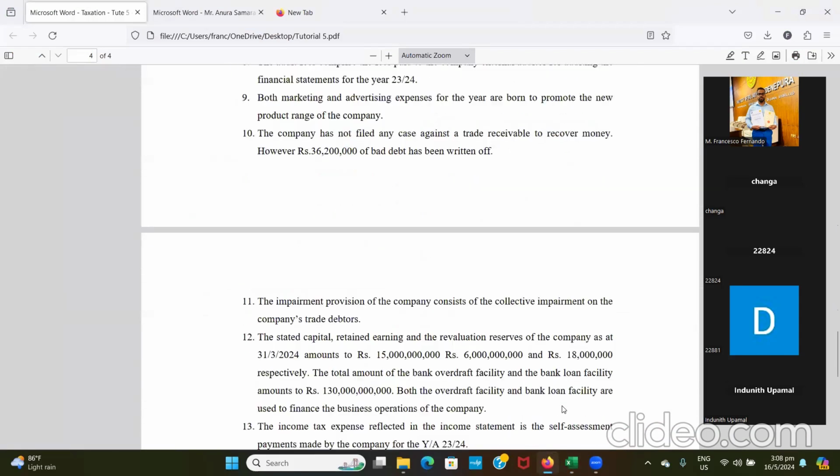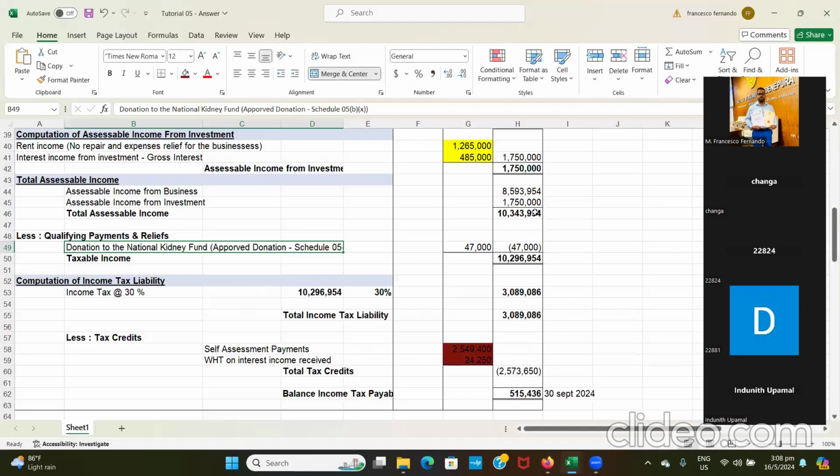So that is all regarding the recording parts. At the end, you can take the total. Here there is no relief. Then you know the tax rate here for companies is 30%. There is no slab. So take that 30% and get the tax credits, and you can get the balance income tax payable.